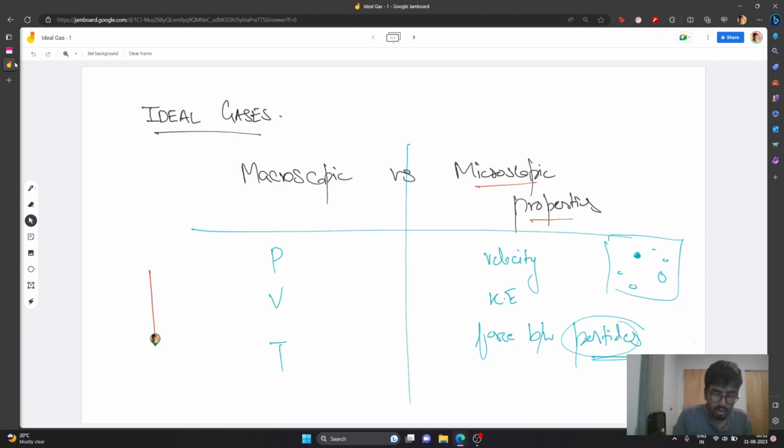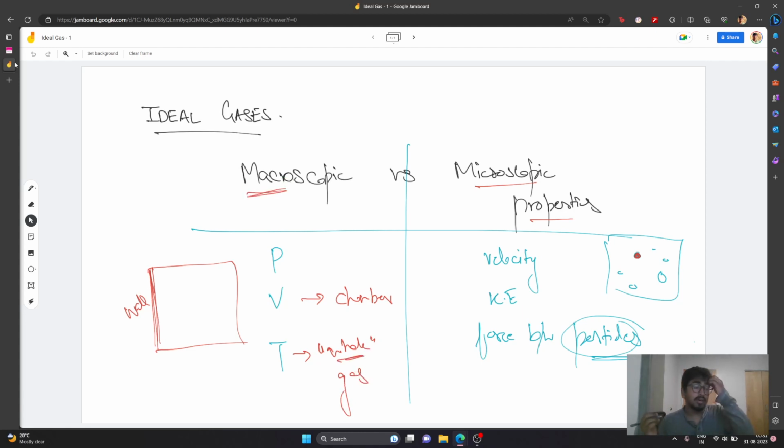Pressure is observed on a wall, right? It's not observed on a small particle. We ask what is the pressure on the hand, what is the pressure on a particular area. Volume is a macroscopic property. We don't talk about the volume of one particle, we talk about the volume of the whole chamber. And temperature is of the whole gas. The topic that we'll talk about in the second video will be to connect these two. So we'll get into that.